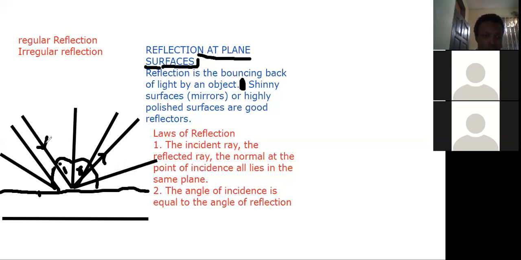So this one is an example of irregular reflection, a diagram that demonstrates irregular reflection. That is it. I hope you get it.